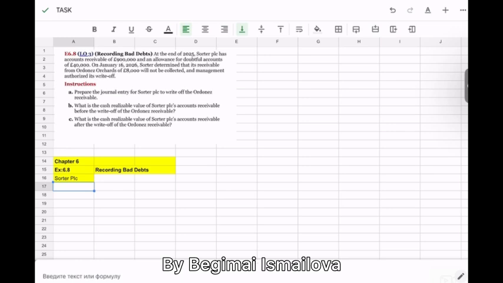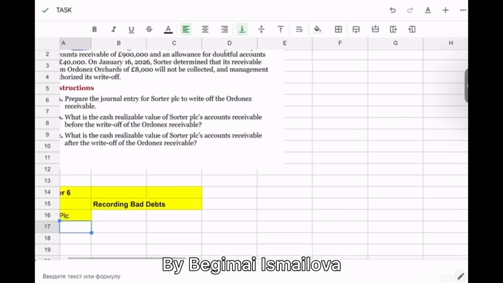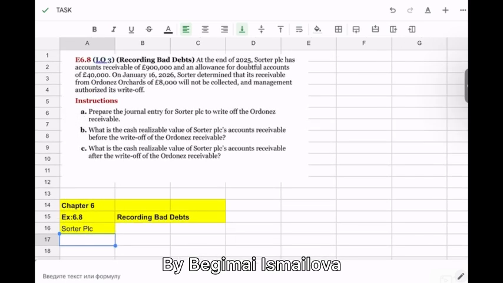Here we have the chapter on recording bad debts. In this exercise 6.8, I'm working with Sorter PLC, and I need to write off an uncollectible account. I will show how to record the write-off and how it affects the company's accounts receivable and the cash realizable value.